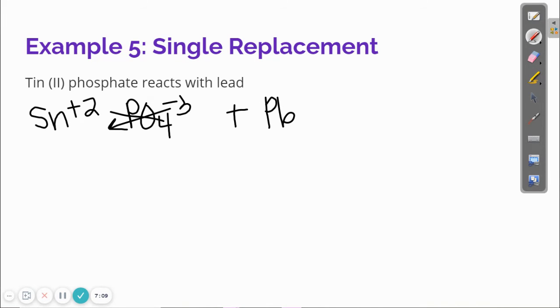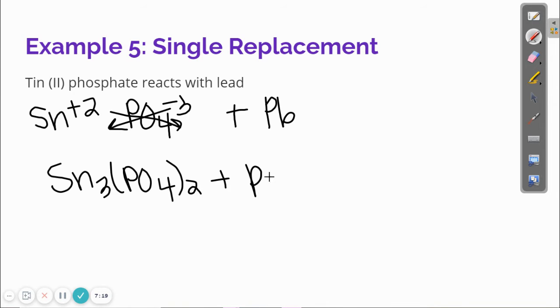So we're going to crisscross this really quick to get our formula. So we have Sn3 (PO4)2 plus lead. So who's trading places in this situation? Well, I've got 2 metal ions, your tin and your lead, so they're going to be the ones that are going to switch places in this reaction. Phosphate's going to stay where it is.